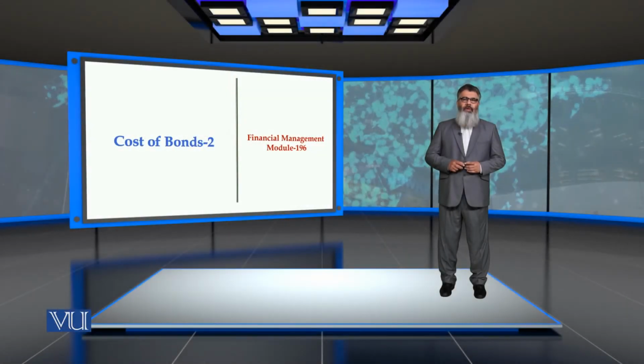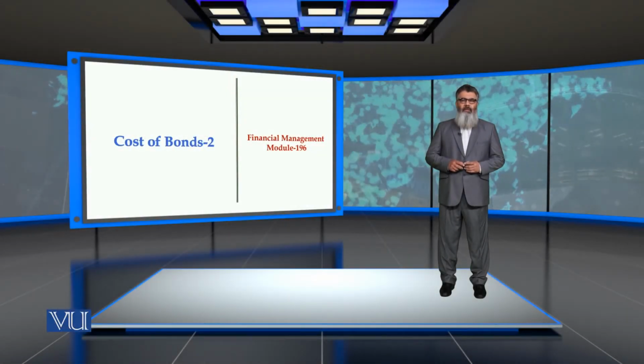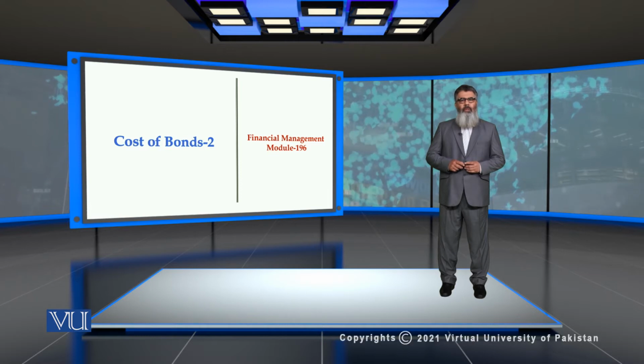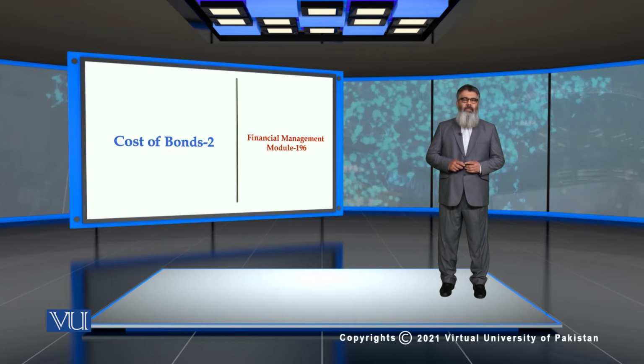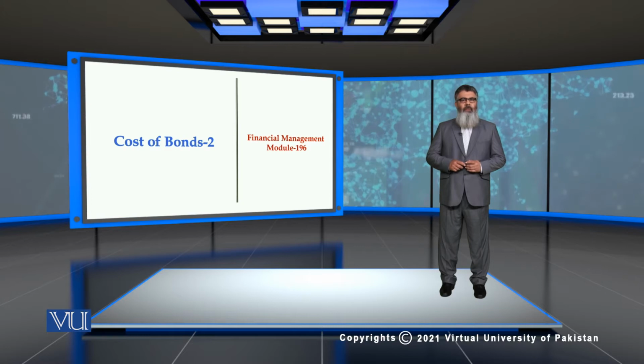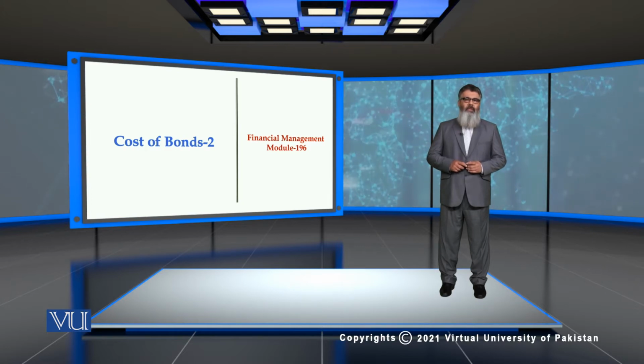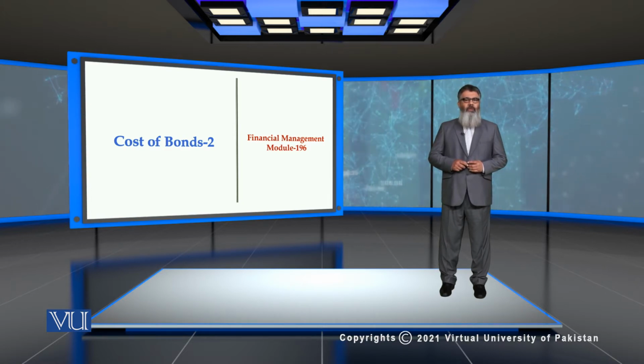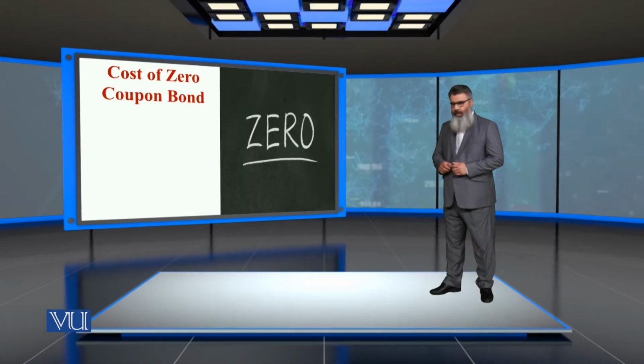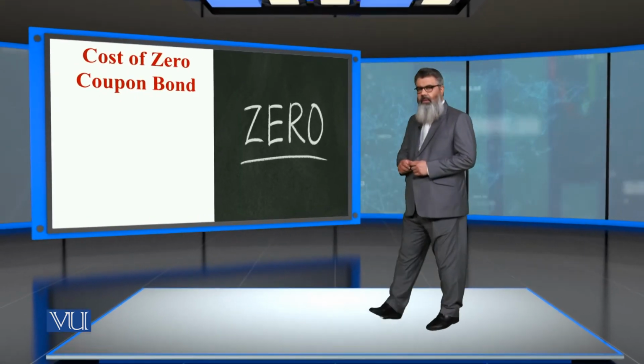This is the course of financial management, and we will be going through module number 196. This discussion is about the cost of bonds, and this is the second part of our discussion on the topic. We have talked about the types of bonds.